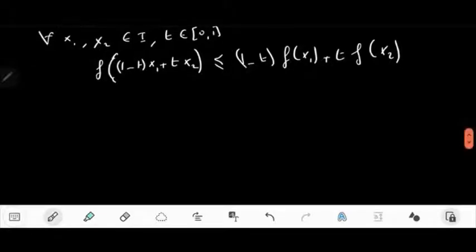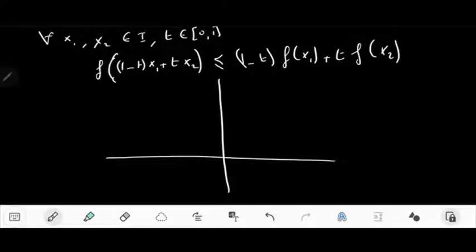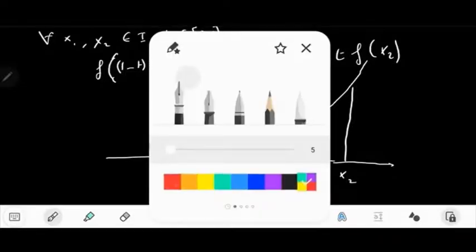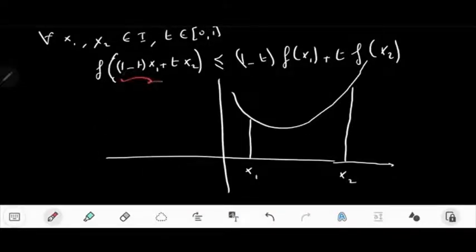Let's say you have a function like this one. And we take a point x1 in here and a point x2 in here. So, first you should know that (1 minus t)x1 plus t x2 is a point that is between x1 and x2. Because if t belongs to (0, 1), then for example t is equal to half. So 1 minus half x1, it's half x1, plus half x2, it's the middle point of x1, x2.